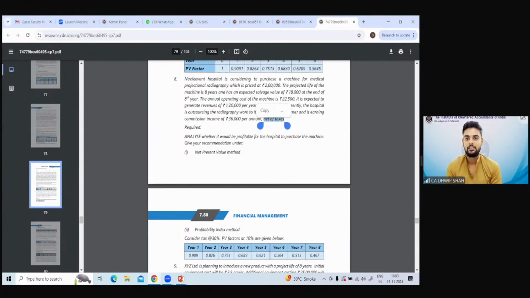Now tell me, friends, let me ask you one question. Visualize: our hospital has bought a machine. Now the radiography task is not outsourced, but our machine does that radiography task. So, will my hospital be able to earn this 36,000 now when the machine is bought? Tell me, yes or no. Will my hospital earn commission income of 36,000 after the machine is bought?